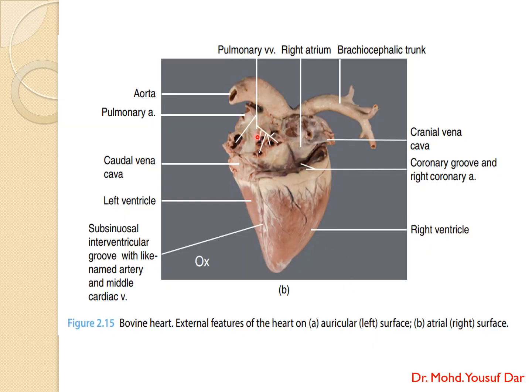So in this picture you can see this is the anterior border that is strongly convex. This is the posterior border. This is the anterior border and this is the posterior border. This part is the base of the heart and this is the apex.